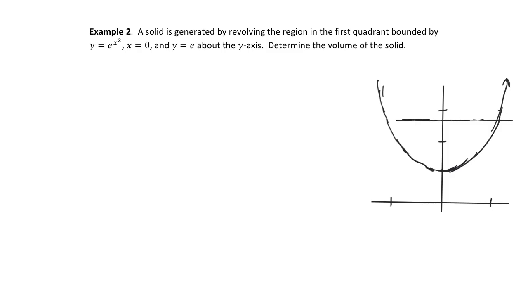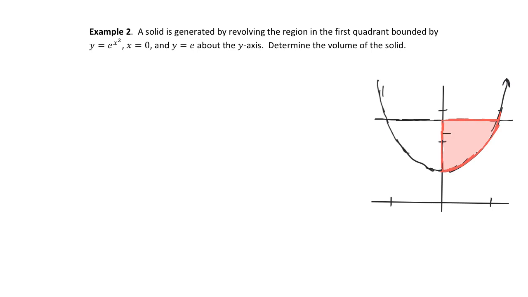Now let's find the boundaries once again. It says we're only going to do the region in the first quadrant. So that's the right half of this graph. Y equals e to the x squared, so we want this part of the graph. X equals 0, and y equals e is going to be up here. When we look at the region bounded, it's this region inside here. We're going to revolve this about the y-axis. Now the y-axis is a little bit different, but we can draw it just like we did before.